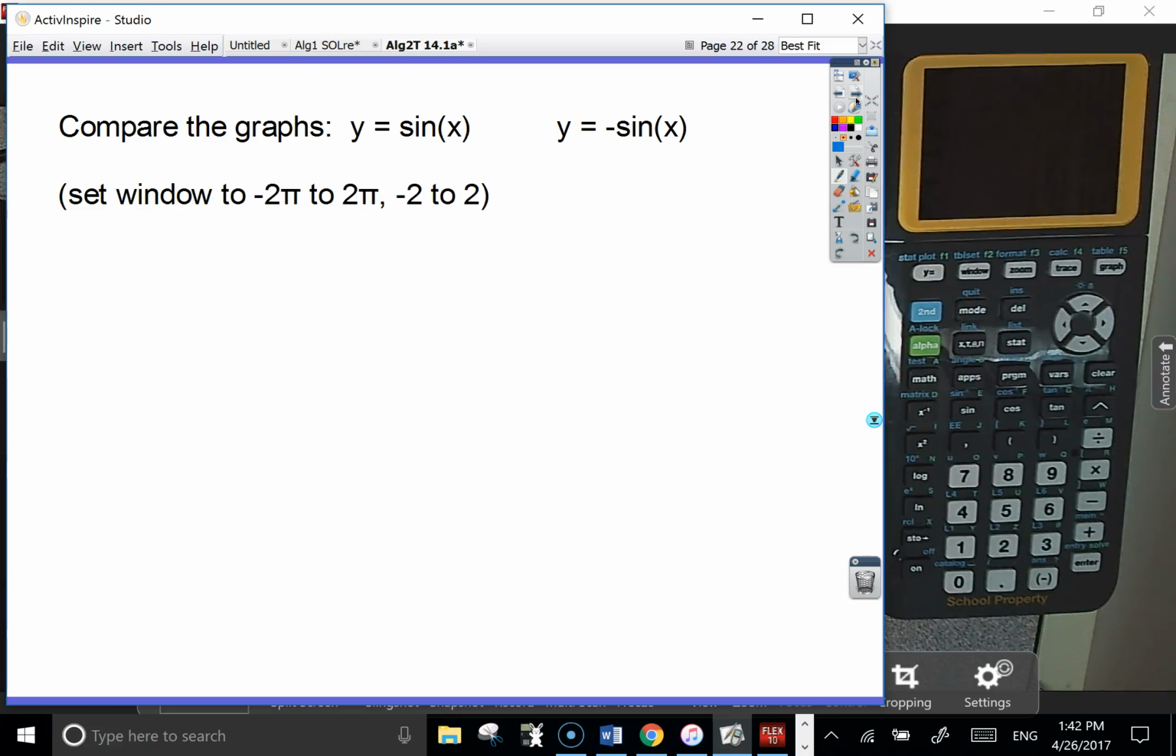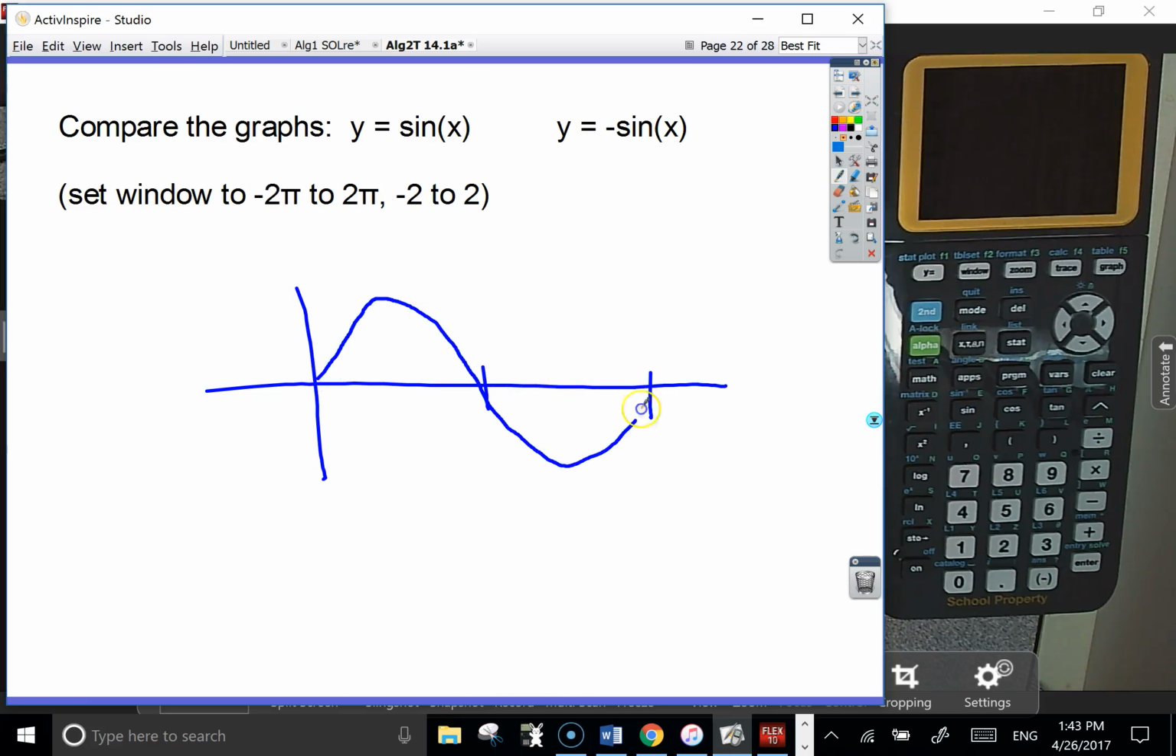Compare the graph. I'm not even going to do this on the calculator. What do you think if the sine function looks like this? What do you think the negative sine function would look like? Yeah, this should be a flip. Right? If that's the sine function, then the flip of it should be that.